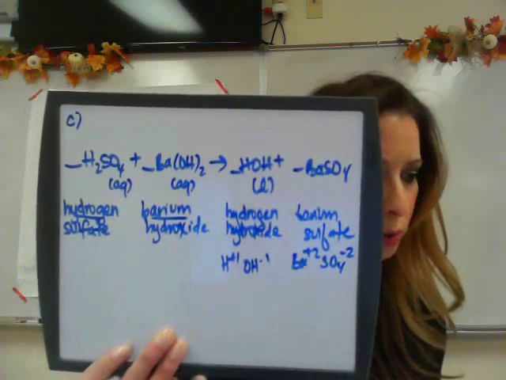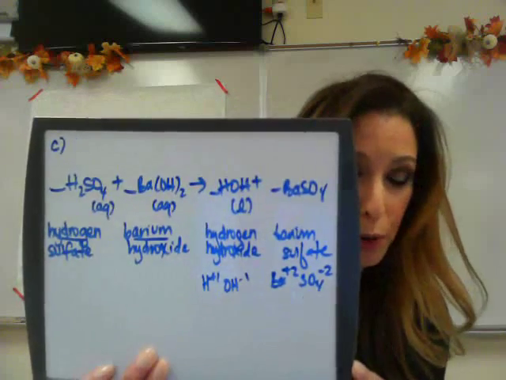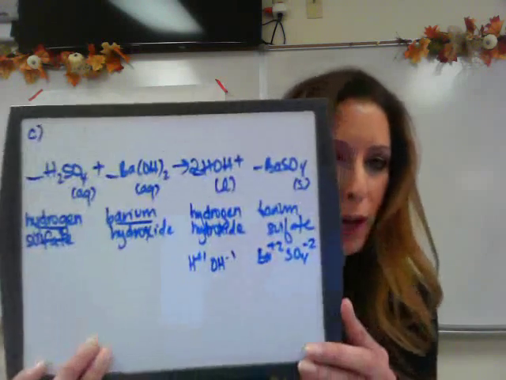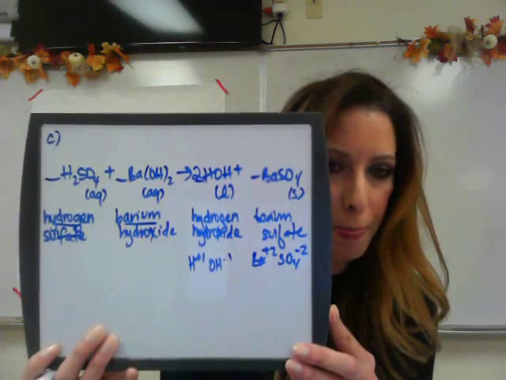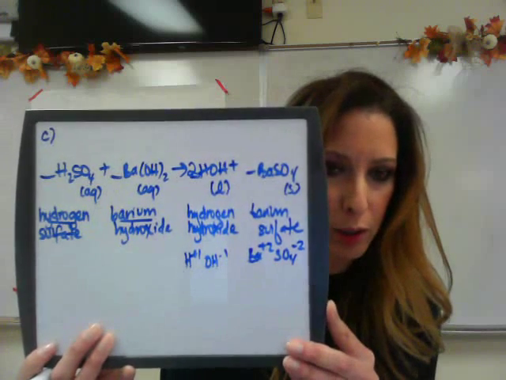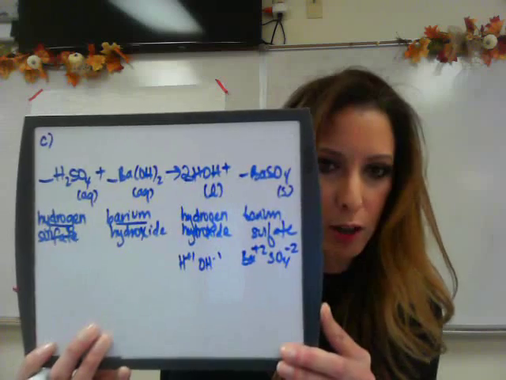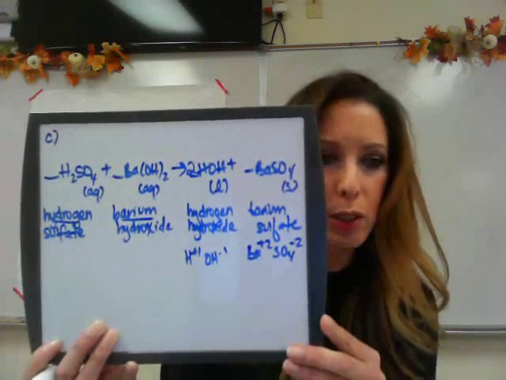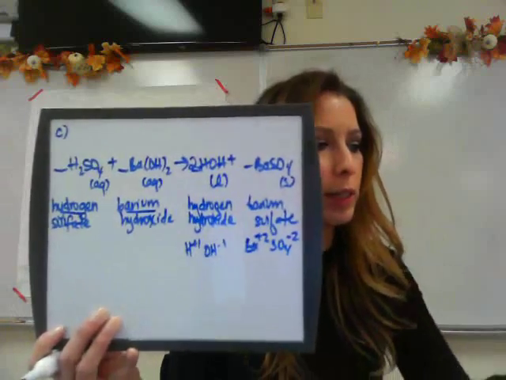I'm going to look at SO4s. Sulfates are usually soluble. Barium happens to be an exception. This is going to be a solid, and we're going to put a 2 in front of HOH to balance it. So H2SO4 is my acid, BaOH2 is my base, HOH is my water, BaSO4 is my salt, and this is my neutralization reaction. Okay, so what I gave you was a worksheet on neutralization reactions.